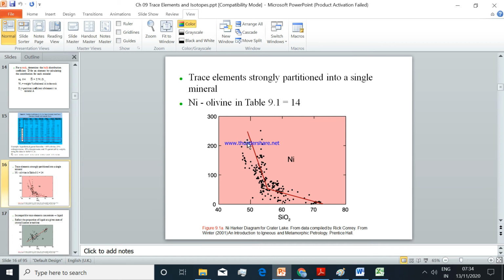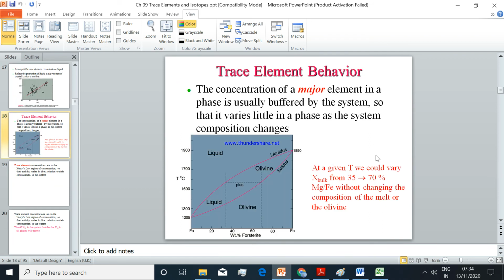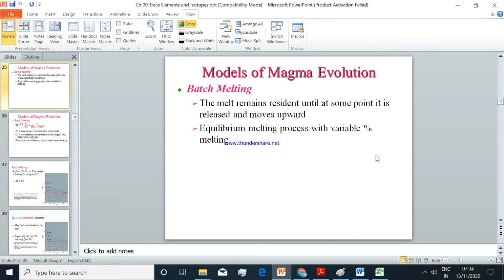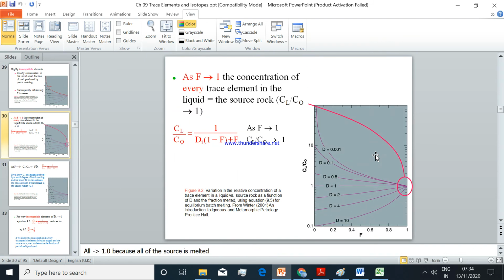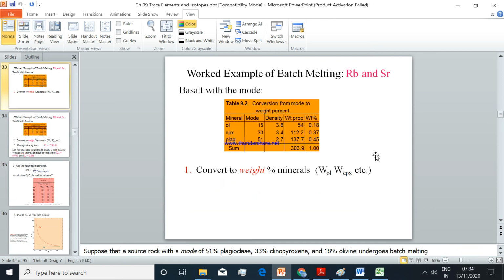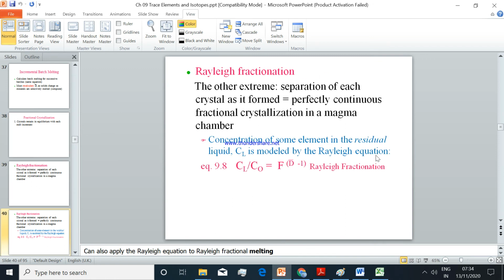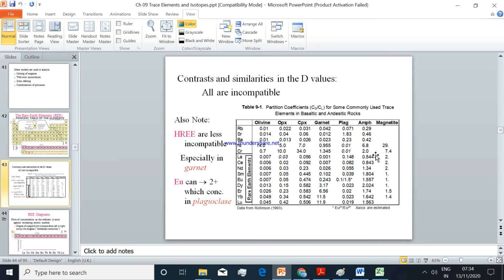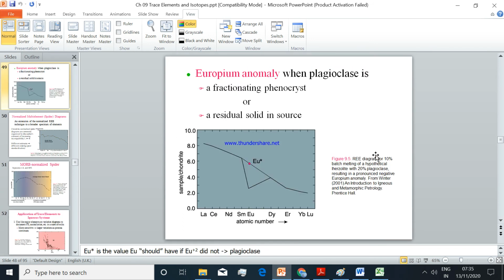Like with increasing SiO2, if the nickel content drops drastically, then we can say that in this region some olivine had crystallized. That's why there was suddenly a drop in nickel concentration, and zirconium, obviously, will increase with time. So with different elements in different PT regimes and different mineralogies, there will be separate types of outcomes which we might see.